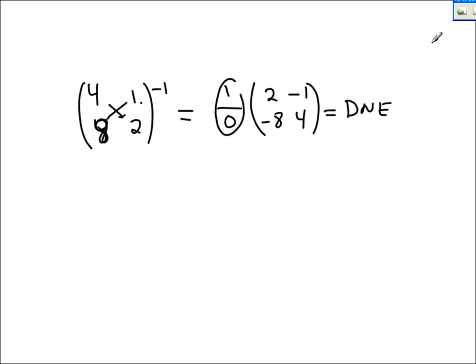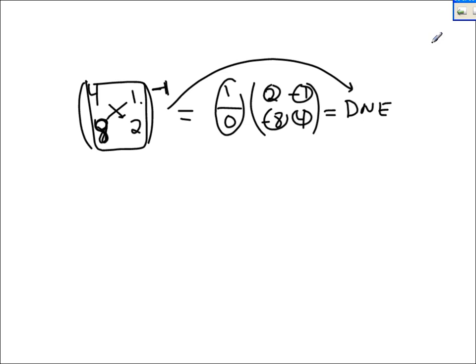Because what do I multiply each of these 4 entries by? 1 over 0 is, I don't know. What's 2 times? I don't know. What's negative 8 times? I don't know. Or 4 times indeterminate. I don't know how to multiply 4 by a word. I know how to multiply 4 by numbers. 1 over 0 is nonsense. It's a word. It's indeterminate. So the original matrix, 4, 1, 8, 2, the inverse of that matrix does not exist.